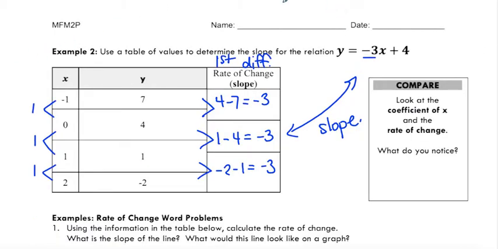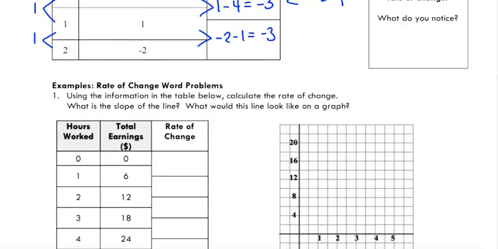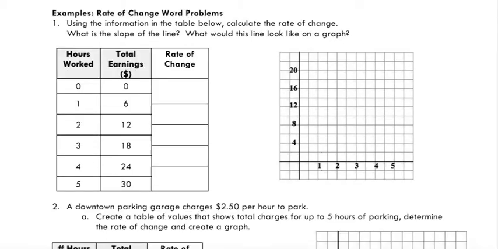We can use the concept of first differences in some word problems or some real world situations. So we're going to take a look at a couple examples where we're looking at rate of change within word problems. We're going to use the information below from this table of values to calculate the rate of change. So again, we want to look at our columns. Your first column will be your x, your second column will be your y.